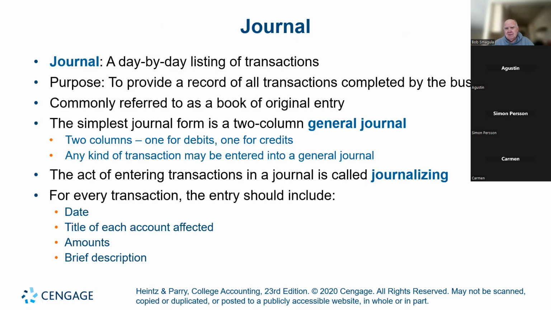Journalized transactions. Now we're seeing this for the first time. What's a journal? A day-to-day listing of transactions, provides the record of the transaction. Referred to as the book of original entry. For some reason, that question pops up on the test a lot. True or false? The general journal is the book of original entry. Yes, it is. And it's typically a 2-column piece of paper, which you're going to see here. And we're going to put in a date and the title of the account and the amount, and importantly, a description.